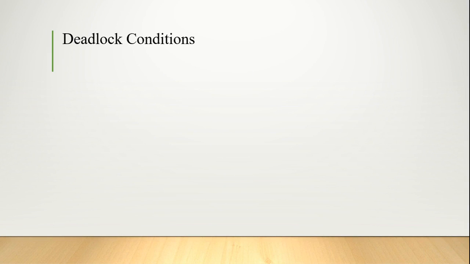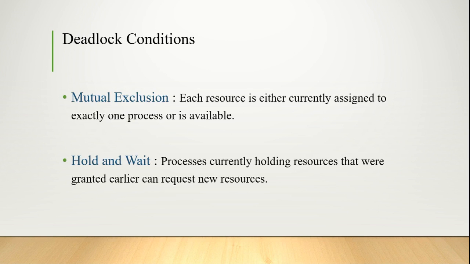There are four necessary conditions that must be held simultaneously for deadlock to occur. They are mutual exclusion, hold and wait, no preemption, and circular wait. First, mutual exclusion. It means each resource in the system is either available or currently assigned to exactly one process. That means a single process should only utilize a resource at a time.